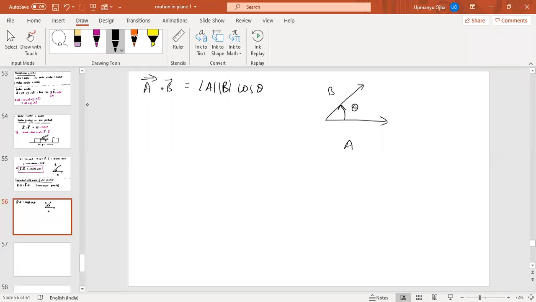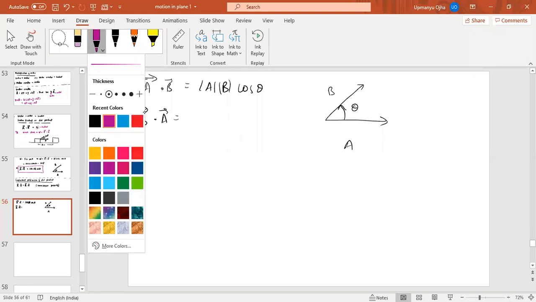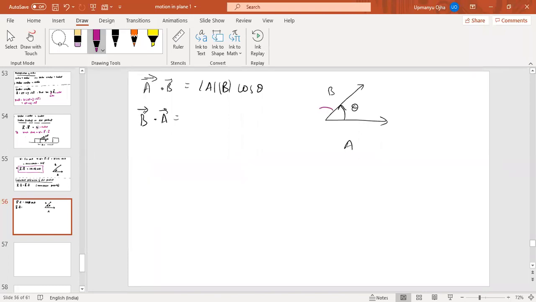Okay. Now if I have to write B dot A, B vector dot A vector. Now B dot A means we have to start from B vector, because it is B dot A. So the angle should start from B vector in the anti-clockwise direction. It should move towards A vector. B dot A means the angle between B and A. So we have to start from B vector, move in the anti-clockwise direction and reach A. That is the angle.